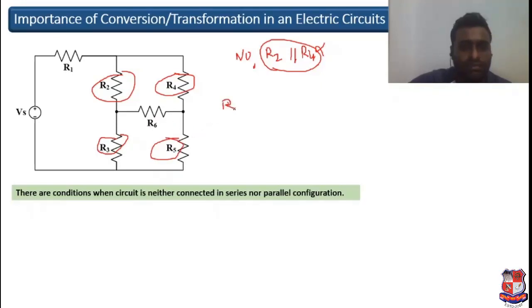R3 and R5, if I say they are in parallel, the answer should be no. Why are they not connected in parallel? Because the potential across both the elements is not the same. Because of this, the potential will be different at both the elements. The second question would be, is R1 in series with R2? The answer would be no. Why? Because if you see, there is a current I which will be flowing here.